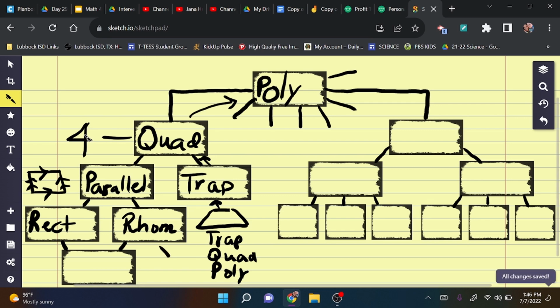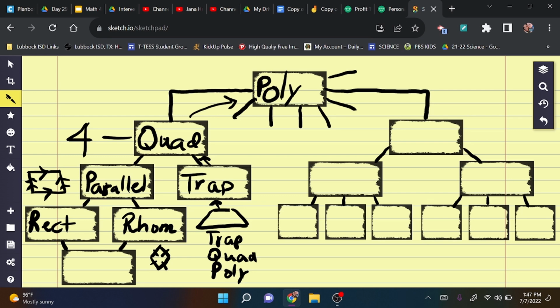Rhombus meaning all sides are congruent. So a rhombus also has 2 sets of parallel sides. So if I were to say a rhombus and ask you, give me all the ways you can classify it, well, you could say, well, a rhombus is also known as a parallelogram. It's also known as a quadrilateral, and it's also known as a polygon. So it can be classified 1, 2, 3, 4 different ways.